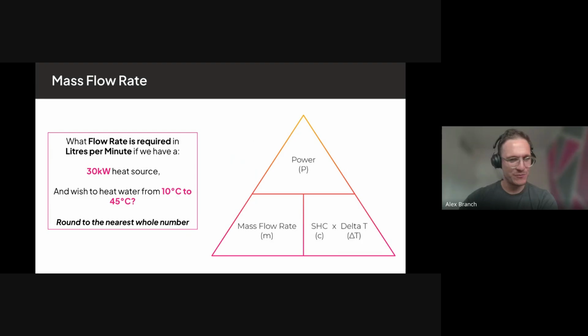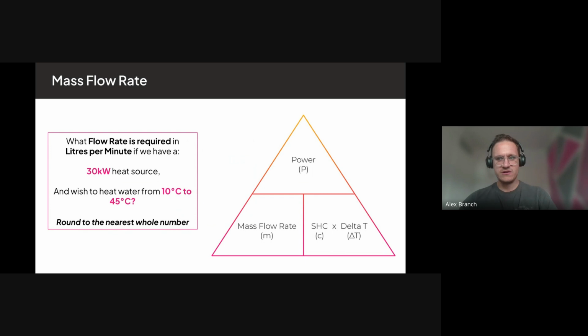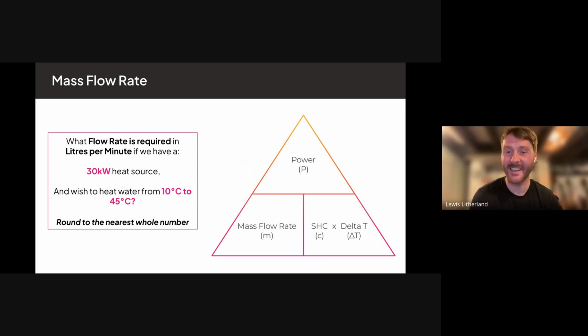Oh, sorry, it would be power divided by specific heat capacity times delta T, yeah? So would it be 30 divided by 4.2 times 35? Yes, it would be. It would be 0.2. Yes, nice, brilliant. Yeah, awesome, mate. Nice and quick. I like it.